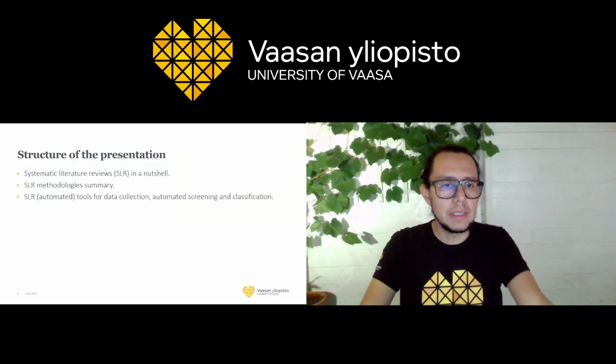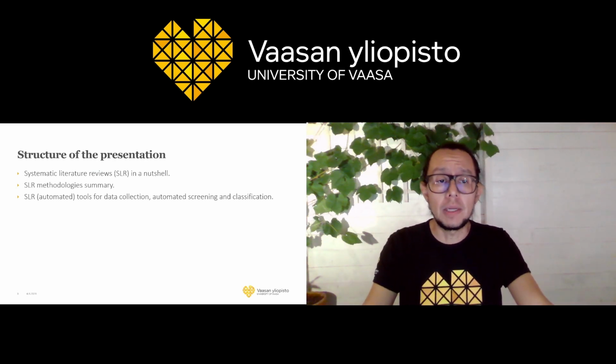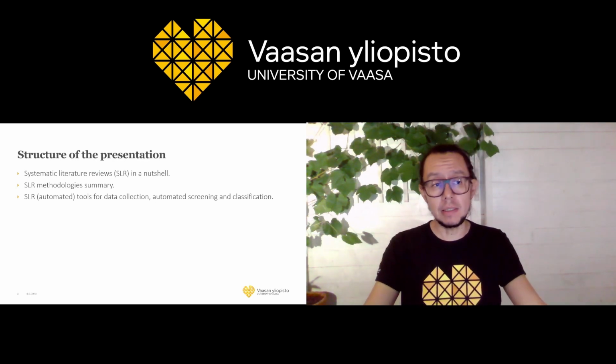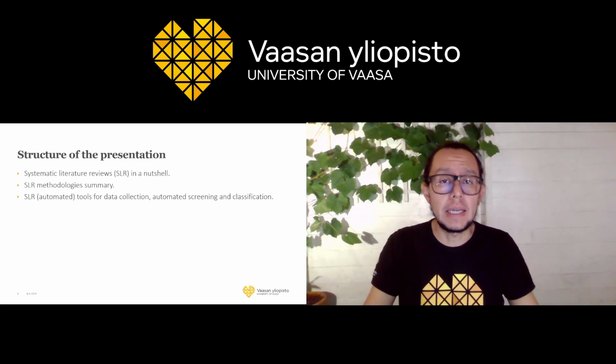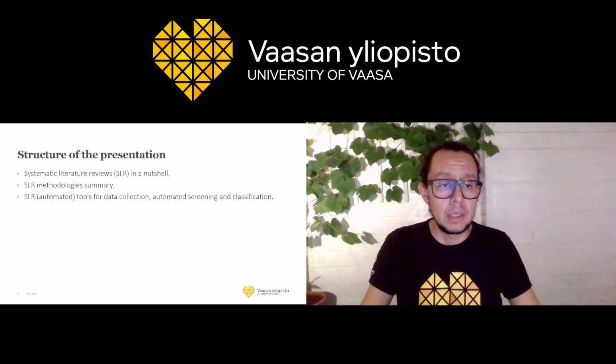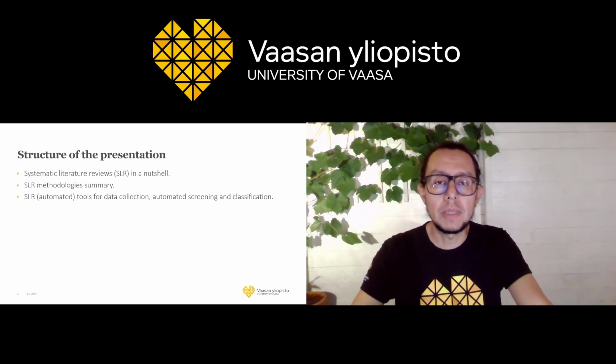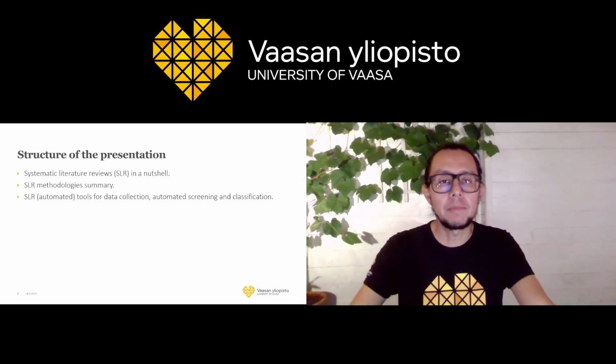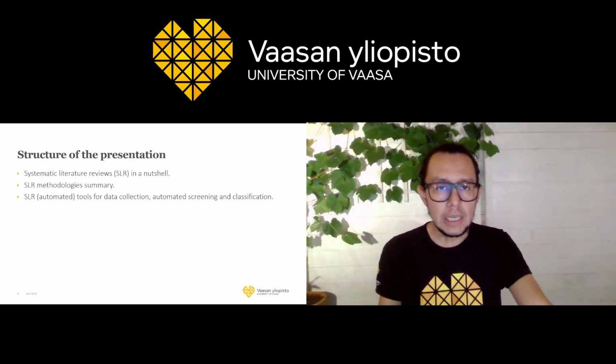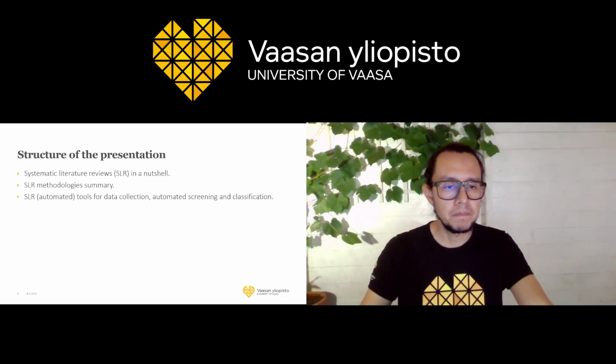The structure of the presentation is to start with a summary of what a systematic literature review is, in what cases we're going to use it, and some of the classifications of that. Then we're going to see a summary of methodologies, and then I'm going to focus on the tools for data collection, screening, and classification.